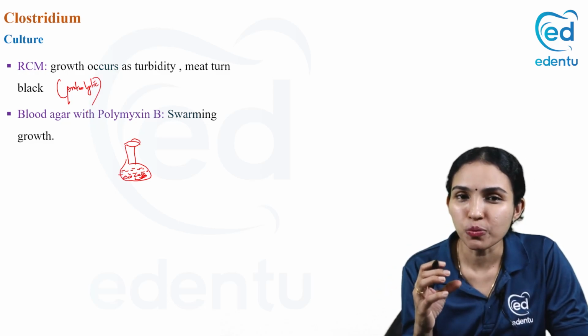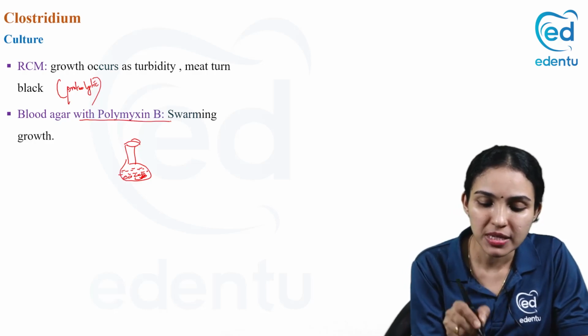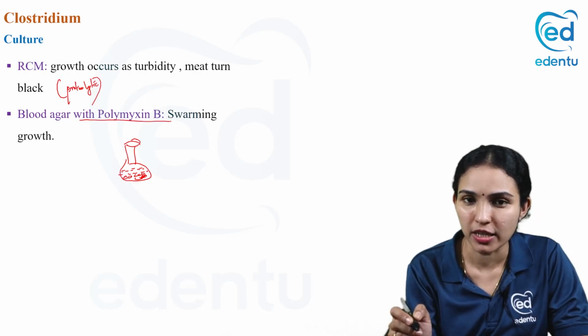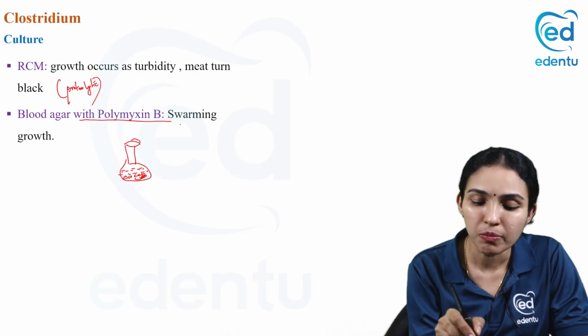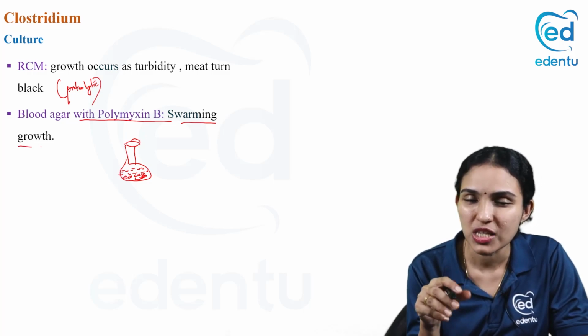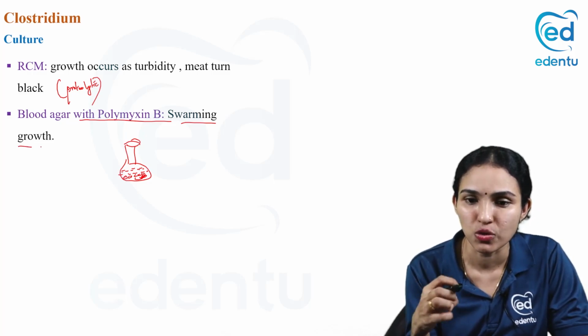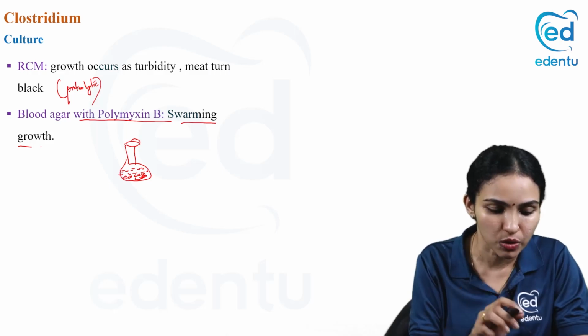And for blood agar, to make it more anaerobic, you can add polymyxin B to blood agar. So it will be a very good anaerobic medium. And you will see swarming kind of growth in blood agar. Why swarming? Because this bacteria is motile. So it will produce some concentric circles around it.